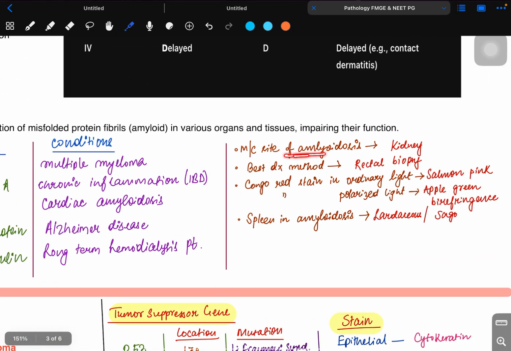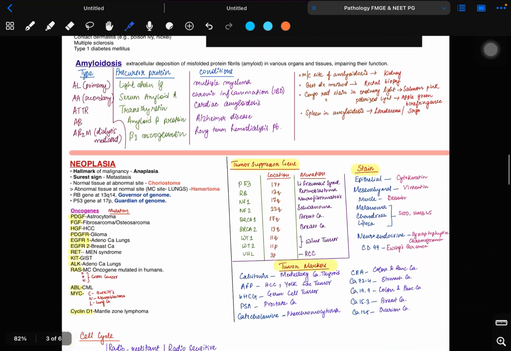What is the most common site of amyloidosis? It is the kidney. Best diagnosis method, rectal biopsy. Congo red stain in ordinary light will give salmon pink color. Congo red stain in polarized light will give apple green birefringence. And the spleen in amyloidosis will give a lardaceous or sago spleen.